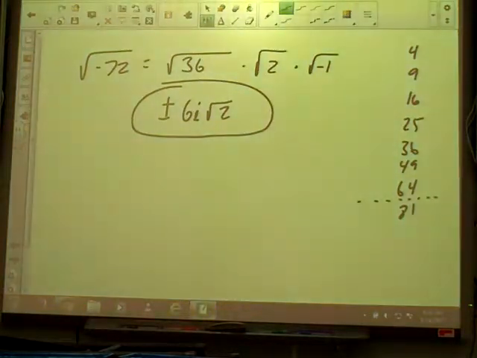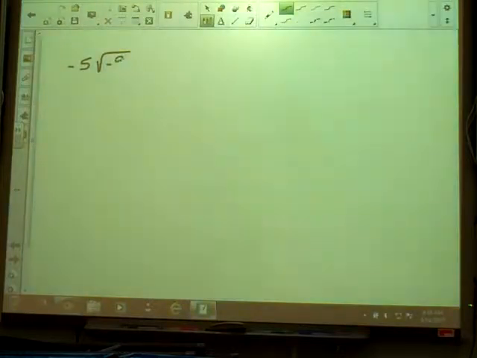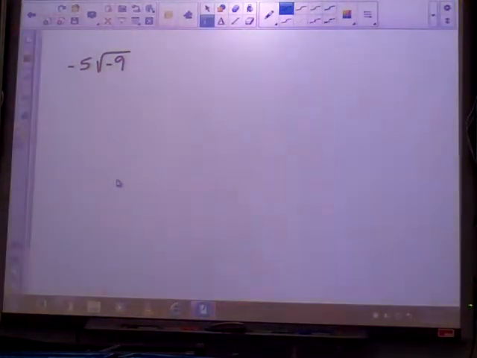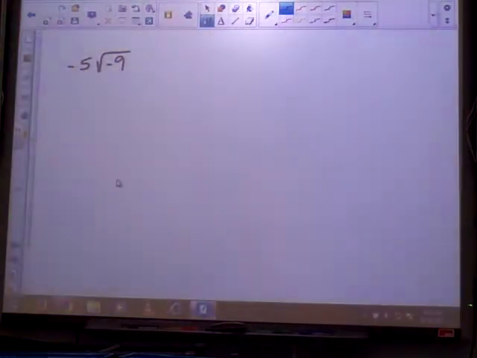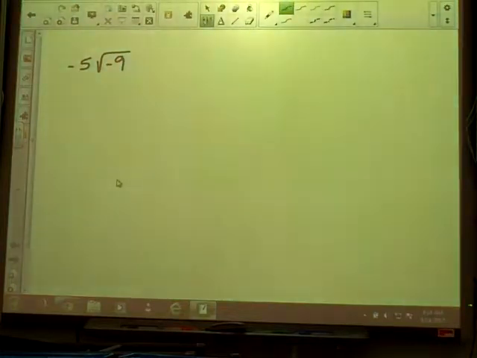Okay. What if we had, everybody got that one? What if we had -5, changing it up a little bit, times the square root of -9? -5 times the square root of -9. Okay? So there's a -5 out in front of that radical. So that means that anything that I take the square root of comes out, I'll have to multiply it by what's already out there, right?